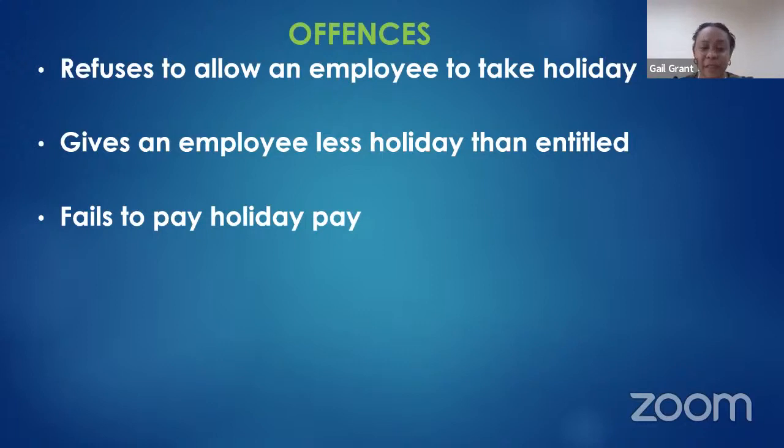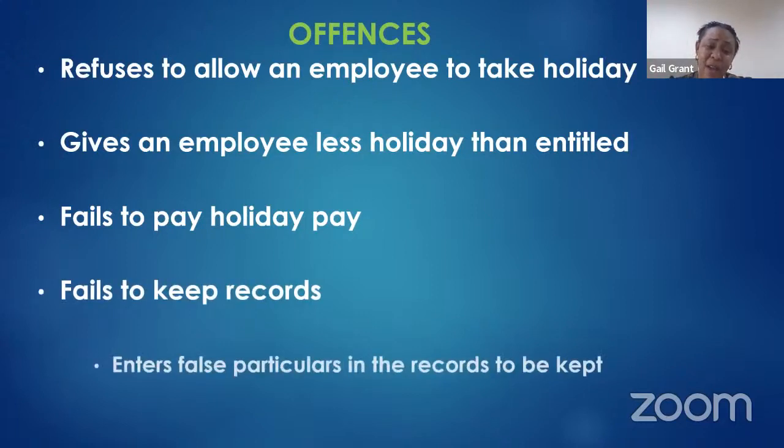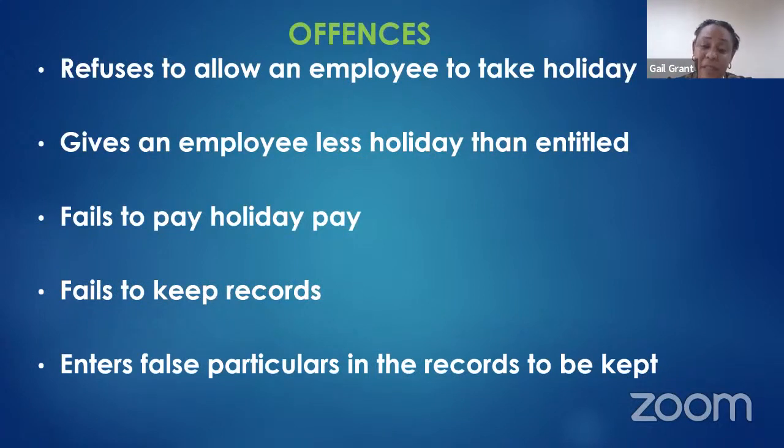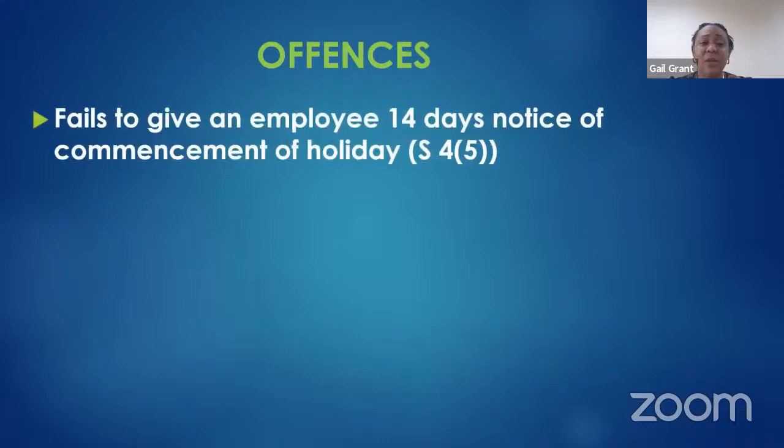If an employer fails to pay holiday pay, so they send a person on holiday, they don't pay them, the person notifies the Chief Labor Officer, I have been sent on holiday, but I have not been paid my money. That is an offense. If the employer fails to keep the records or enters false particulars in the records to be kept, it's also an offense. If the employer fails to give the 14 days notice, that is also an offense.